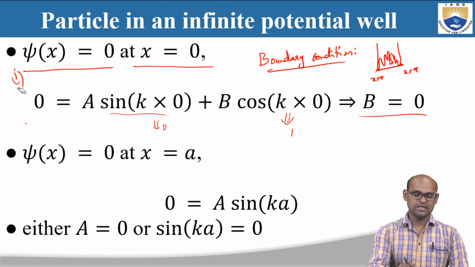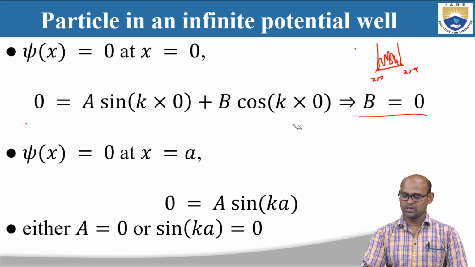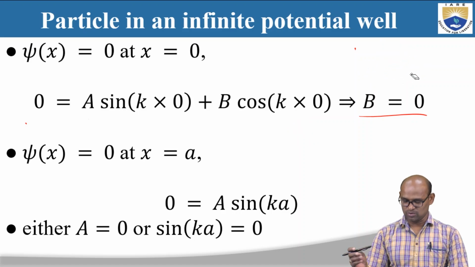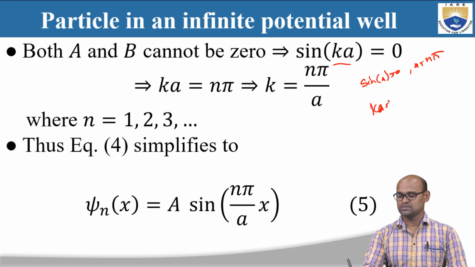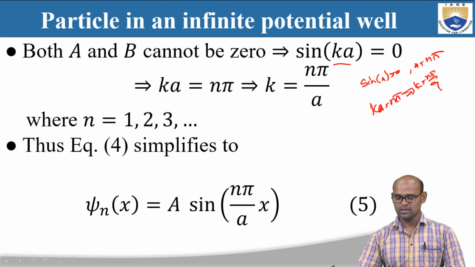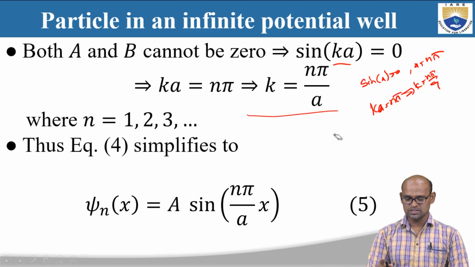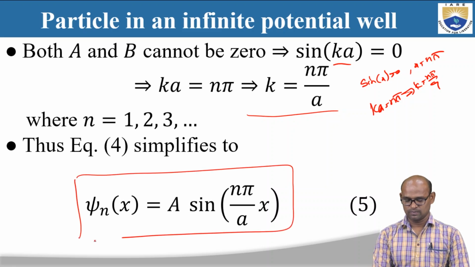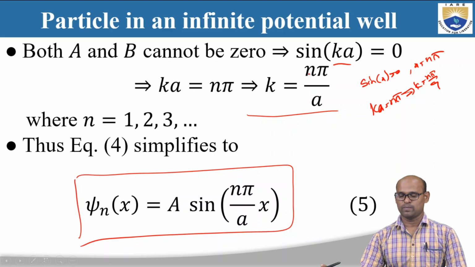By taking sin ka is equal to 0, we can find out the value of k, because sine of x is equal to 0 only for certain values, right? Sine of x is equal to 0 only for x equal to n pi, where x is ka. So ka must be equal to n pi, or k is equal to n pi by a. So now we got the value of k. This is the wave function we got: psi of x is equal to A sin kx, but the k value is n pi by a.